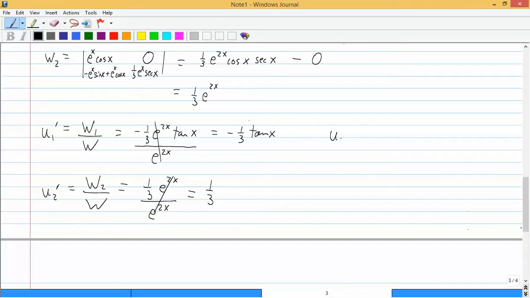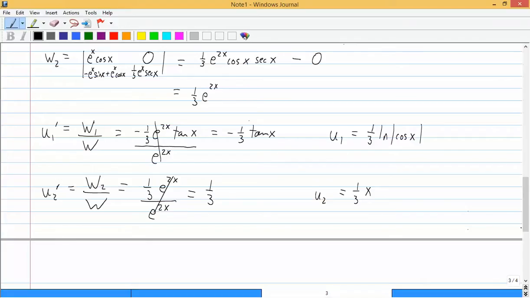So we can easily find u sub 1. Remember, u sub 1 is going to be the integral of that. What's the integral of negative 1/3 tangent of x? Well, the integral of tangent is natural log absolute value cosine of x. So we already have a negative, so a negative and a negative gives us a positive 1/3 natural log absolute value cosine of x. And then u sub 2, the integral of 1/3 is just 1/3 x.